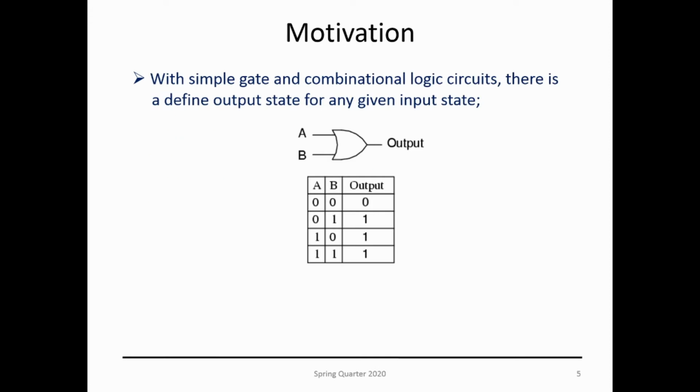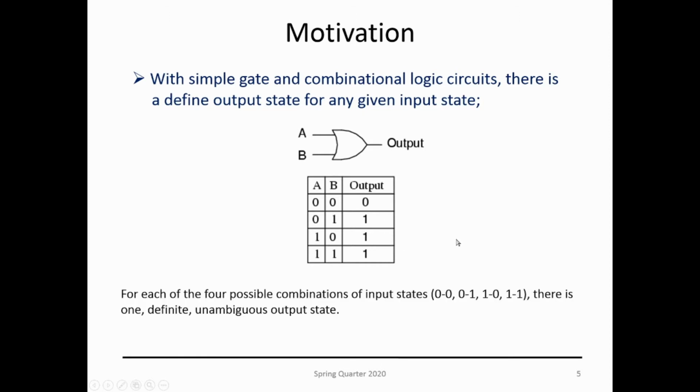So with a simple gate, what you are familiar with so far, any combinational logic circuit has a defined output state. If this is an OR gate, you know when you put 0, 0 that you get a 0, and a 0, 1 you get a 1, 1, 0 you get a 1, and so forth. So there is no ambiguous output state.